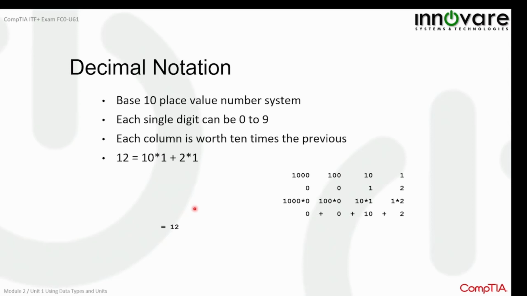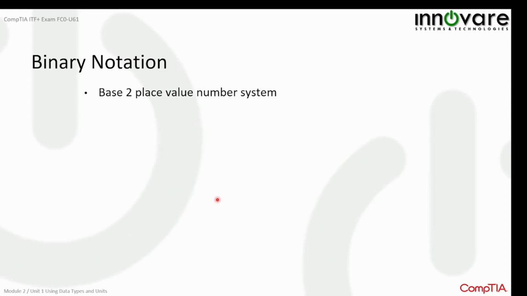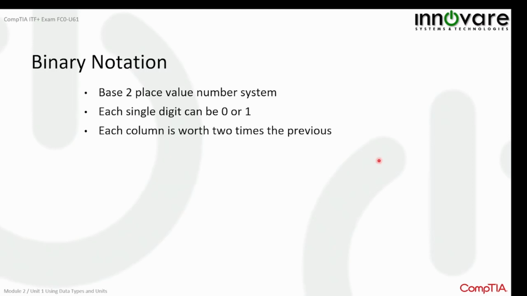Now, about binary notation. When we say binary, there are 2 digits, and it is a base 2 place value number system. Binary could only be either 0 or 1. That's why it's binary. It only uses 2 numbers, 0 and 1. And this time, each column is worth 2 times the previous. Sa decimal, diba, 10 times the previous. Dito naman, 2 times.